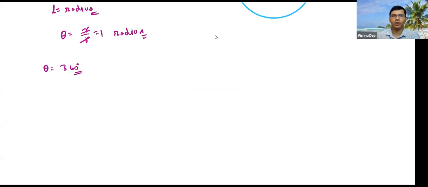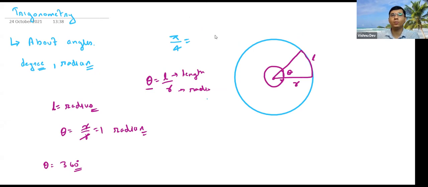But if you talk about radians, for a complete circle, what's the arc length? Circumference, right? So theta in radian is the circumference, which is 2 pi r, divided by r. So r will get cancelled, and we will get 2 pi radian.